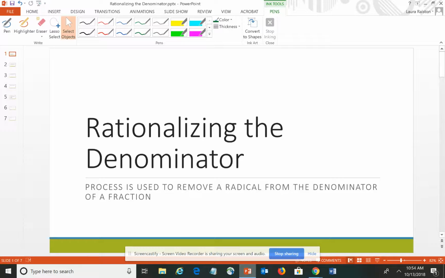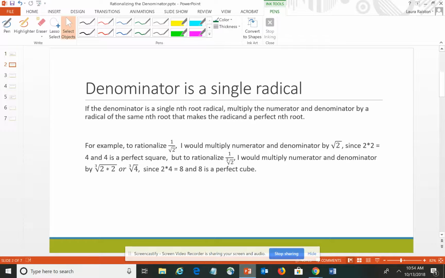This video is intended to show you how to rationalize the denominator, which is a process that we use to remove a radical from the denominator of a fraction. There are two scenarios that we have to consider. The first is that the denominator is a single radical of some root, an nth root. If that's the case, we can simply multiply the numerator and the denominator by that same nth root to make it a perfect square.